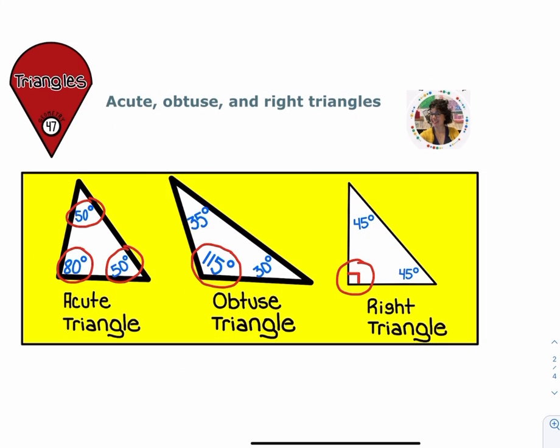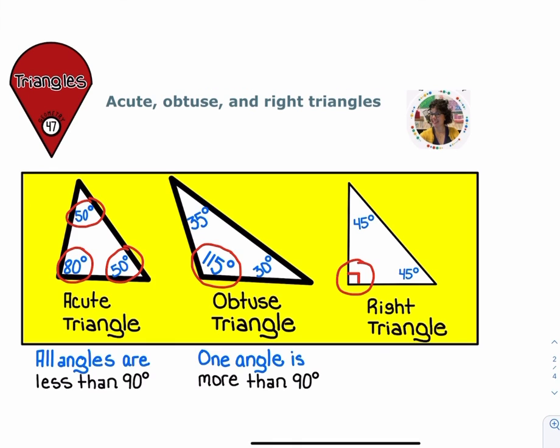In summary, if all of the angles in the triangle are acute, then you have an acute triangle. If one of the angles in your triangle is bigger than 90, then you have an obtuse triangle. And if one of the angles in your triangle is 90 degrees, then you have a right triangle.